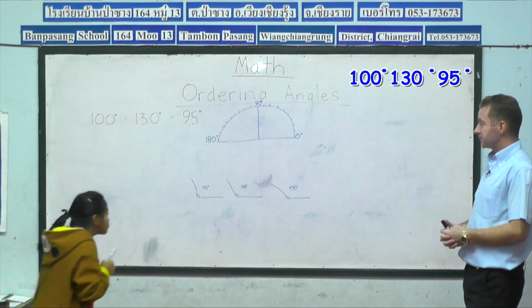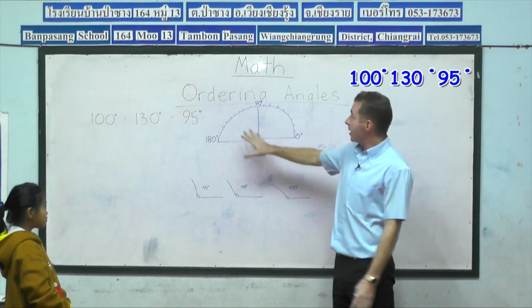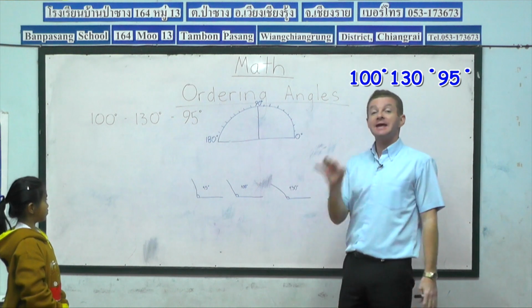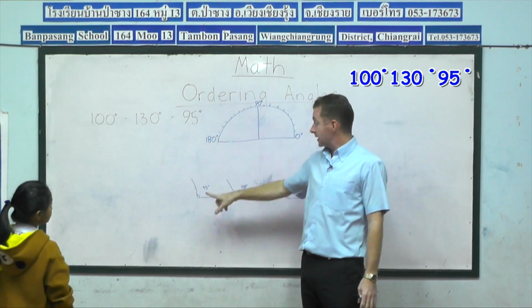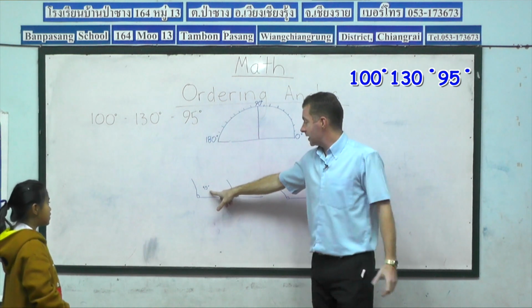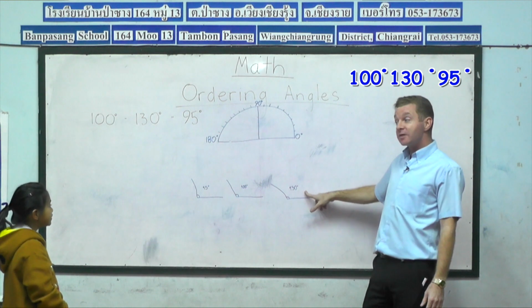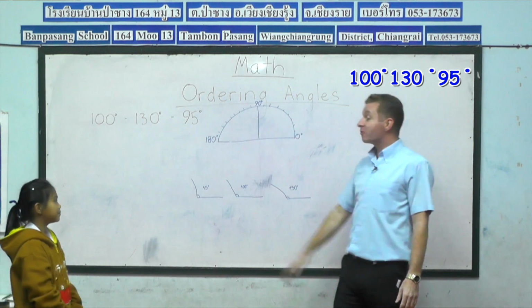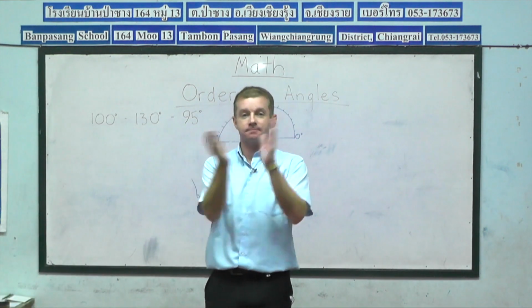Okay, so we can see there Pak Bung has correctly demonstrated how to measure, draw and order the obtuse angles into ascending order, smallest to biggest. 95 degrees, 100 degrees and 130 degrees. Pak Bung, that was brilliant. High five and a big round of applause for Pak Bung, please, guys.